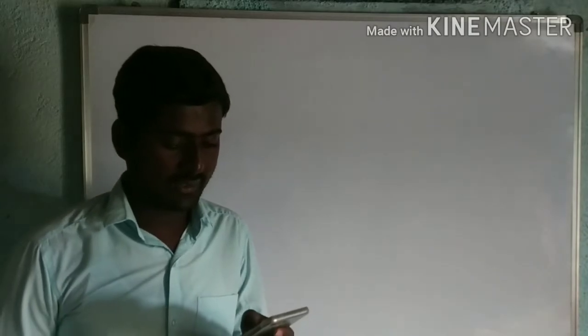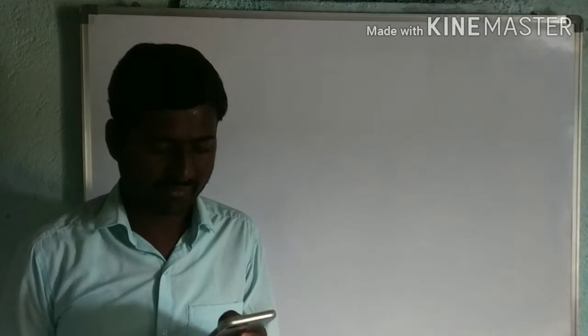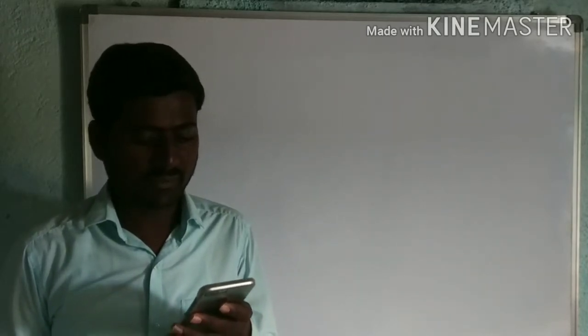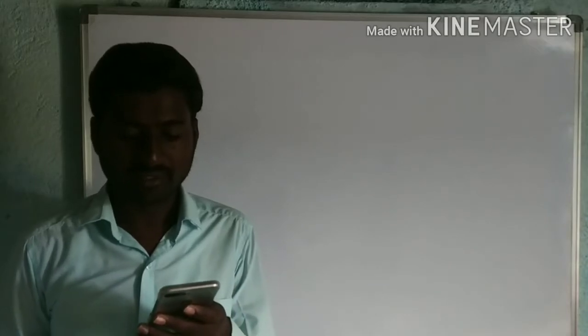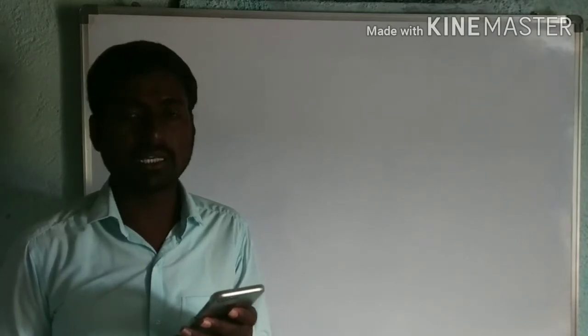The third question. The angle of elevation of an aeroplane from a point on the ground is 60 degree. After a flight of 30 seconds, the angle of elevation will become 30 degree. If the aeroplane is flying at a constant height of 3000 root 3 meter, find the speed of the aeroplane.